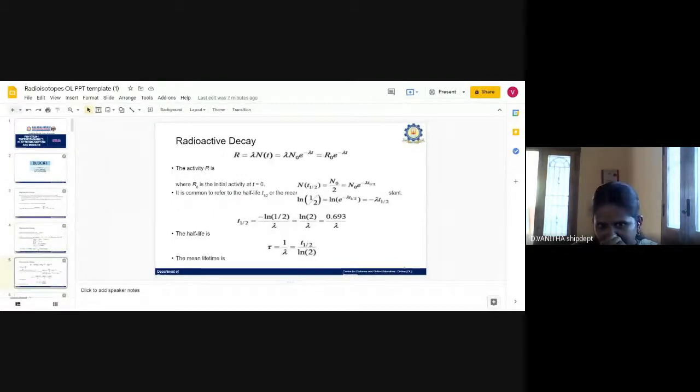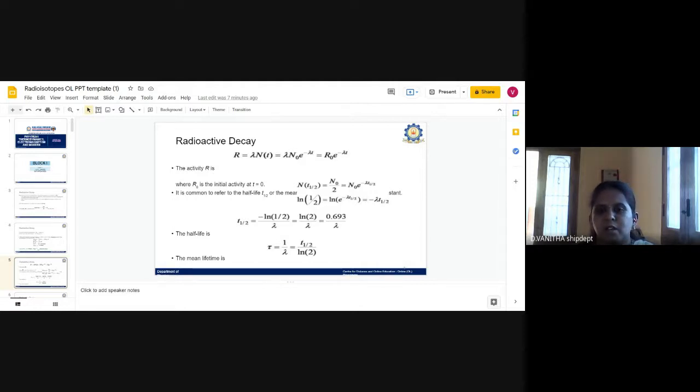This radioactivity is denoted by R is equal to lambda N of t. With N of t equal to N naught e power minus lambda t, this is equal to R naught e power minus lambda t. So the activity, the radioactivity R, is written using this formula, where the initial radioactivity is R naught when time is equal to 0.